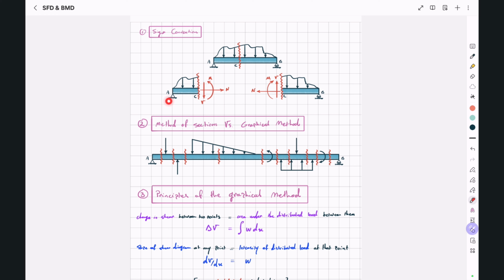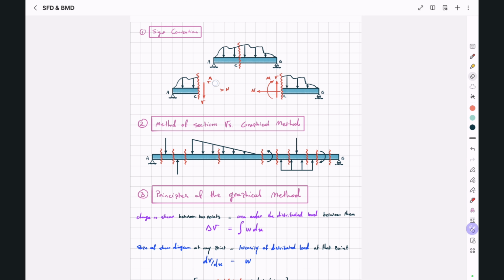So, for my left cut segment, the positive shear force acts downward, the positive moment acts counterclockwise, the positive normal force acts to the right, and for the right cut segment, the positive shear force acts upward, the positive moment acts clockwise, and the positive normal force acts to the left. Now the most important thing here is, whatever direction you're using for your positive internal forces on the left cut segment, you have to use the exact opposite directions for your right cut segment.